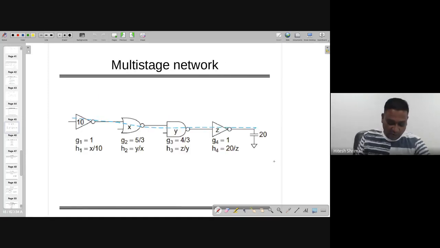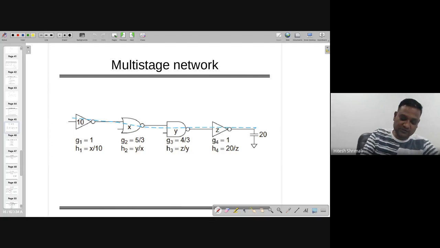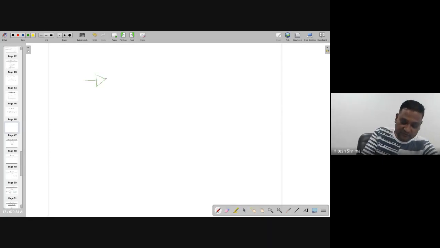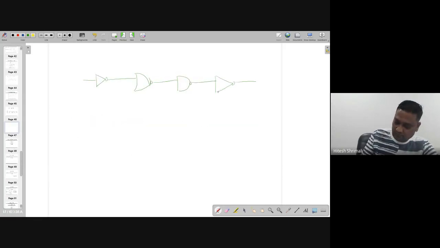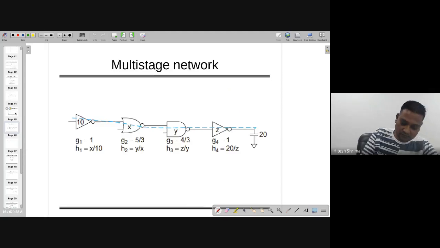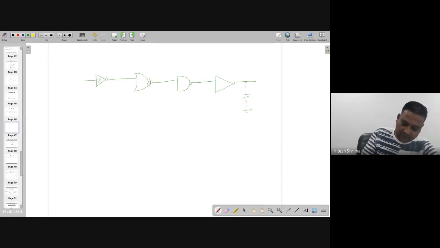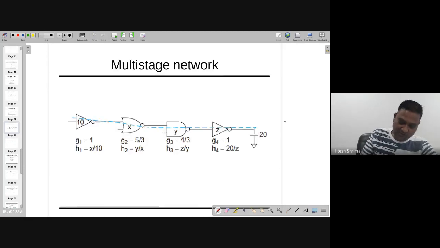Now let's look at the interesting thing, that you have a multi-stage network, which is like this. I'll draw this one more time. 10, x, y, and z, and this is 20.